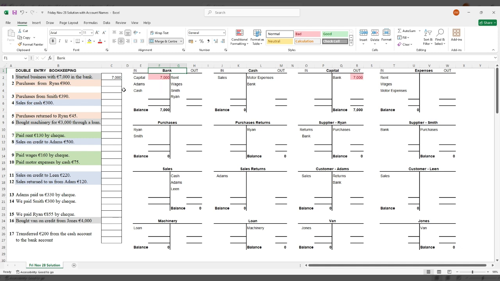As I go through the transactions, you'll see it. Purchases from Ryan, 900. We expect 900 to go into purchases as a debit, which it does. Where do we get that stuff? Purchases, we got it from Ryan. We go over to a Ryan account, you'll see a corresponding 900. And again, what's that about? It's for purchases.